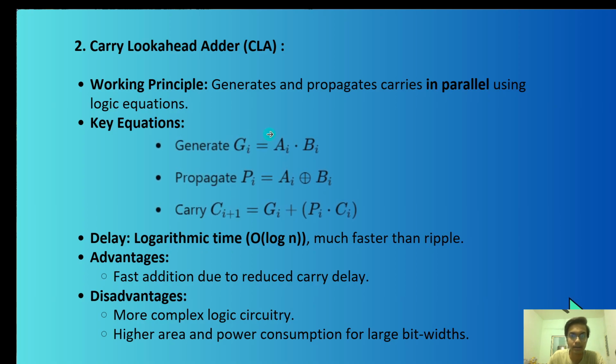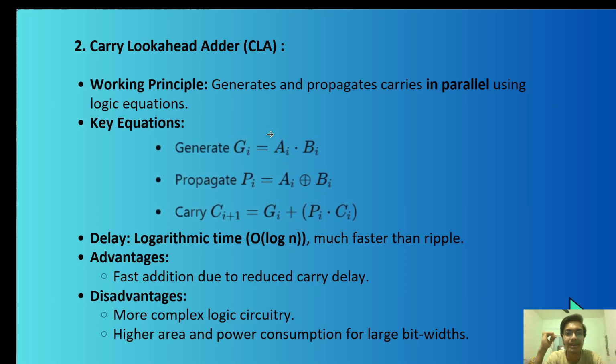Carry look ahead adder, CLA. Its working principle is to generate and propagate carry. It will generate a carry using this formula and a propagation formula, and we'll get the next carry by this formula. So it will decrease the delay timing. Our delay will be in logarithmic form, which is much faster than the earlier RCA.